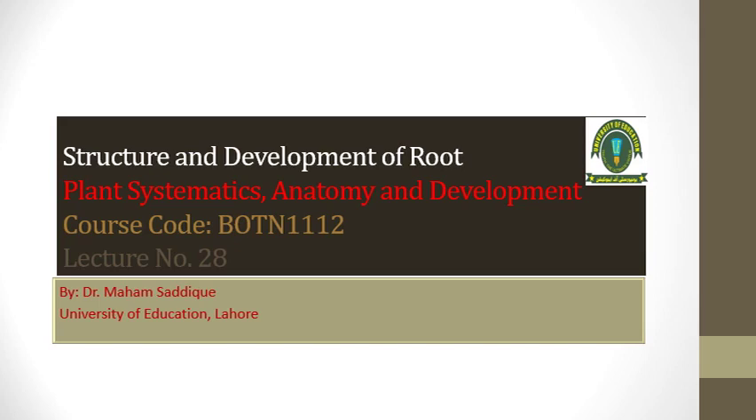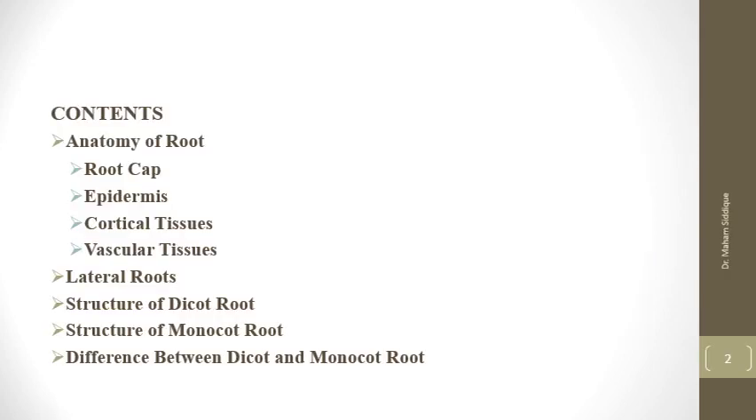As we all know, root is the crucial part of the plant. In this lecture, we will discuss anatomy of root, in which root cap, epidermis, cortical tissues and vascular tissues will be discussed. In addition to these tissues, lateral roots, structure of dicot root, monocot root and their differences will also be discussed.